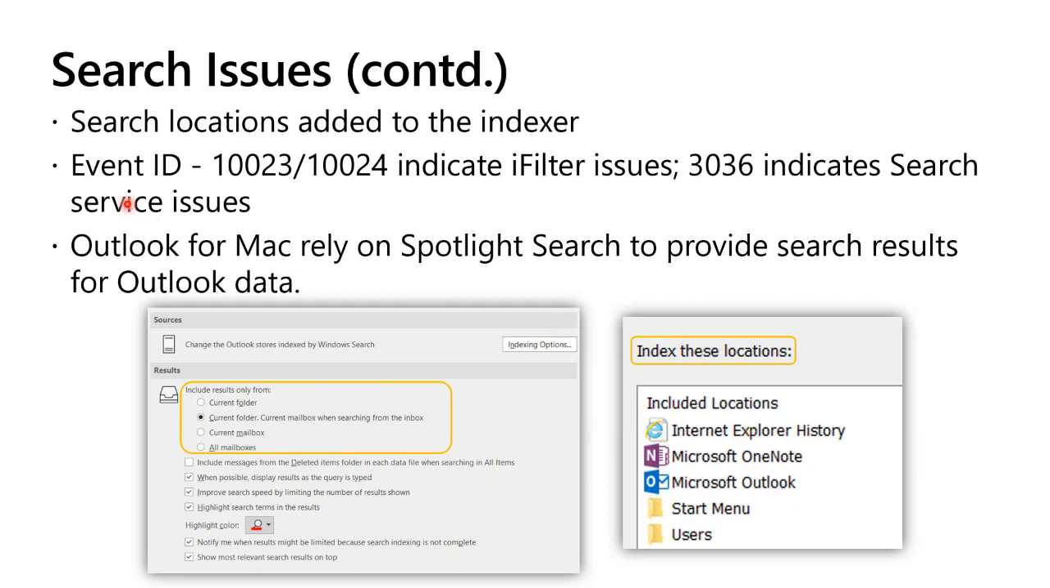Event ID 10023 or 10024 indicates iFilter issues, like PDF iFilter issues, and 3036 indicates search service issues. When it comes to Outlook for Mac, it relies on Spotlight search to provide search results for Outlook data. So like the Windows Search feature in Outlook for Windows, we could check if the Spotlight search indexing is incomplete or corrupted.